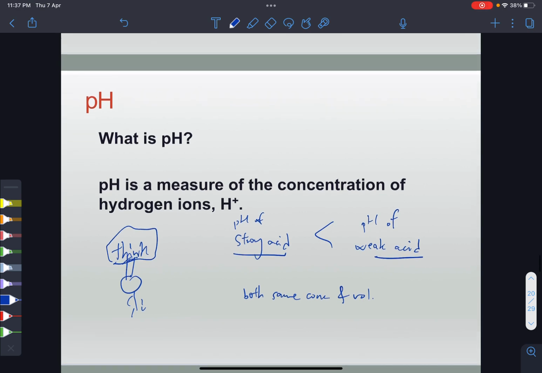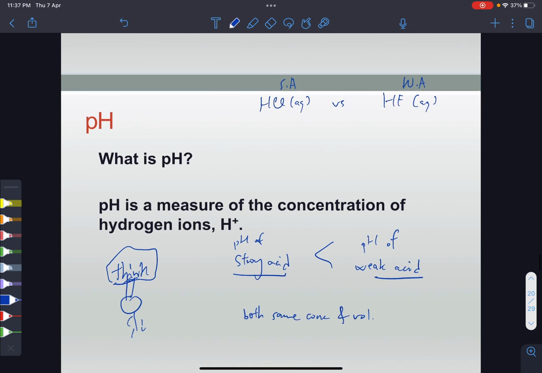Let me give you an example of an extreme case, shall I? Let's say I have HCl versus HF. HCl is a strong acid, HF is a weak acid. Remember I mentioned that the strongest weak acid is only about 1% dissociation, which is pretty little, pretty pathetic, I guess. So let's assume in this case it is 1%.